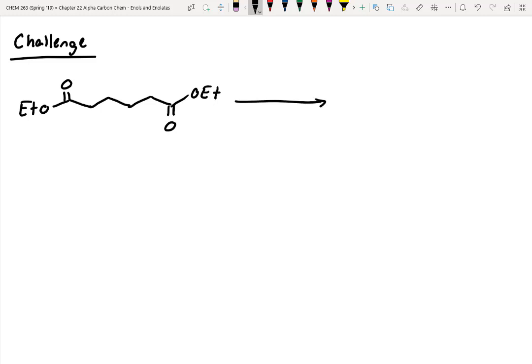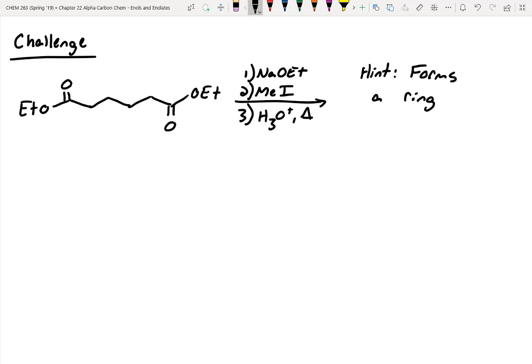All right, so for this challenge, our first reagent will be sodium ethoxide. You can probably figure out what that's going to do. Then step 2, we'll have methyl iodide. Then step 3 is going to be acid and heat. And my hint is it's going to form a ring. See if you can make sense of the arrow pushing for this one. This one gets a little bit more complicated, but I think a lot of you can probably figure this out. That's where we're going to stop today. Tomorrow when we come back, we'll go over this whole mechanism and then continue on to some more advanced chemistry.